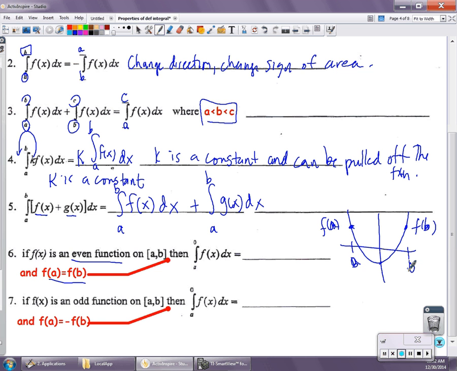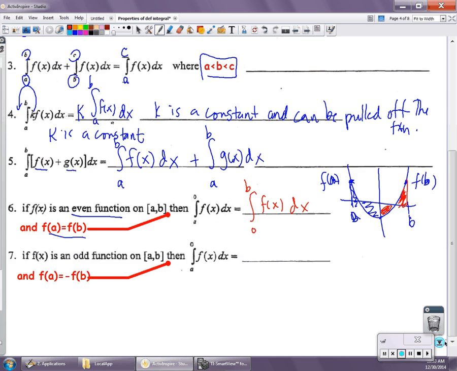Okay? So the area from a to 0, which would be here and here, hopefully it's obvious to you that that would equal the area from 0 to b. In other words, they have equal areas. So the area from 0 to a of f of x is equal to the area from 0 to b of f of x dx because it's an even function.